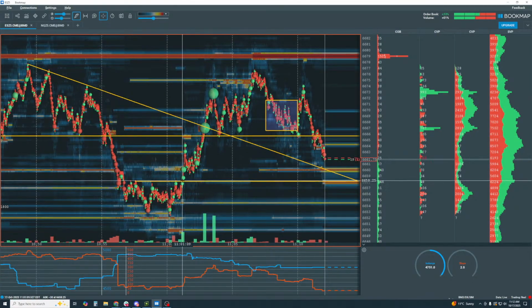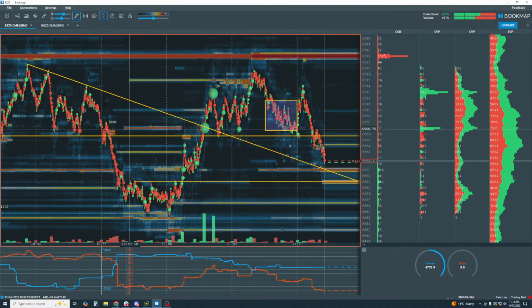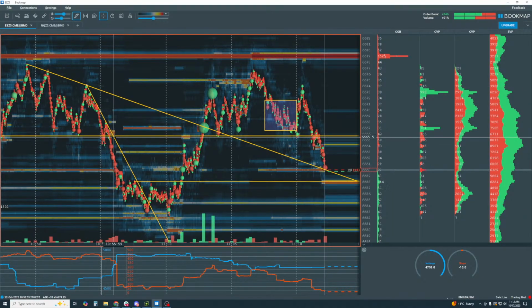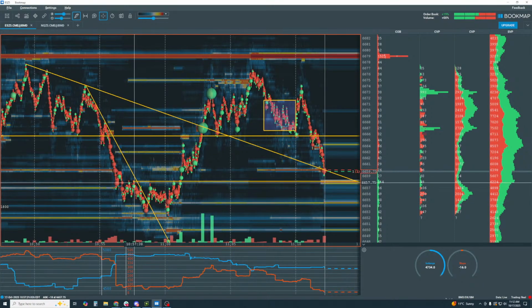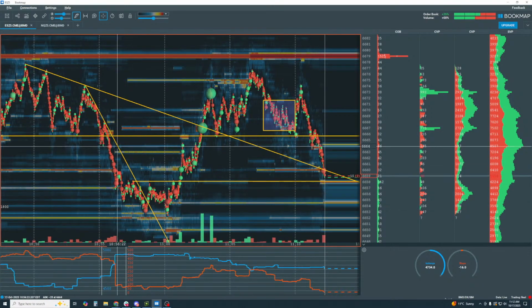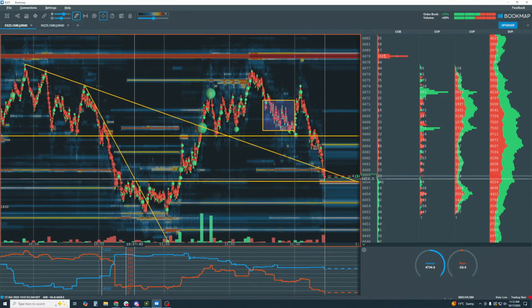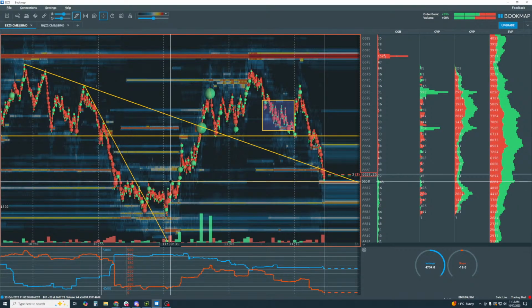And we're looking for the structure break down here. Now, obviously, you could draw another trend line here, something like that. But for me, at least, this doesn't have as much meaning. Is this 58 level that I'm looking for?